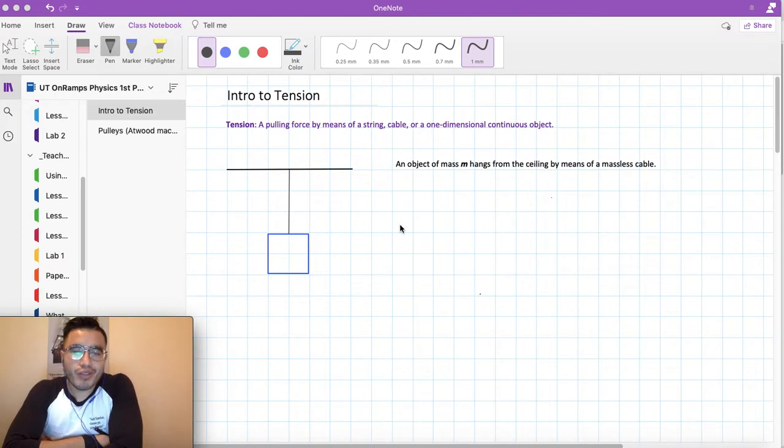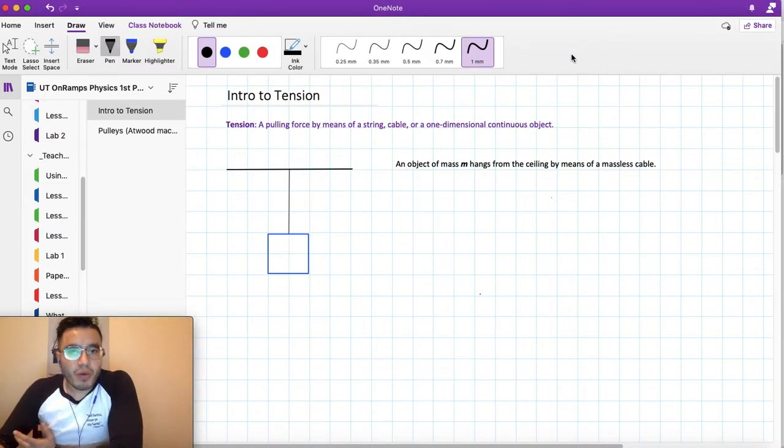Hi everyone. So I decided to record these lessons since your homework on forces has problems with tension. So this is a brief introduction to tension. Let's define it. Tension is a pulling force by means of a string, cable, or a one-dimensional continuous object.